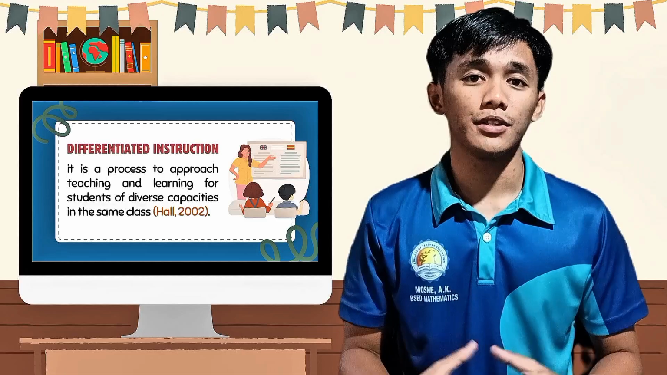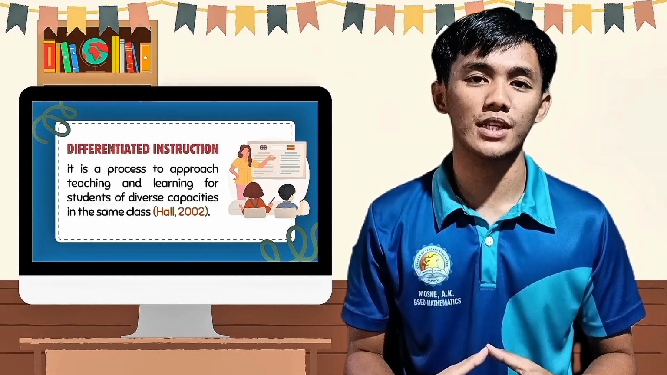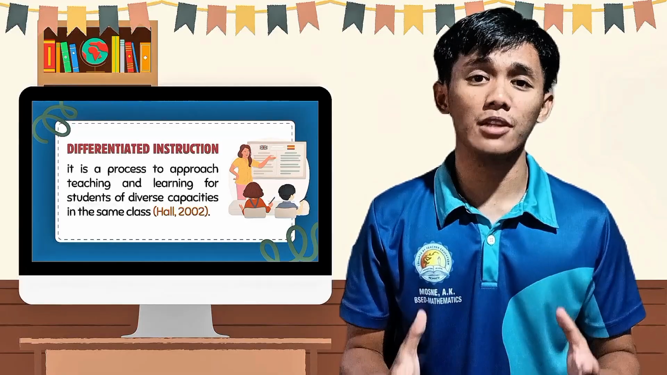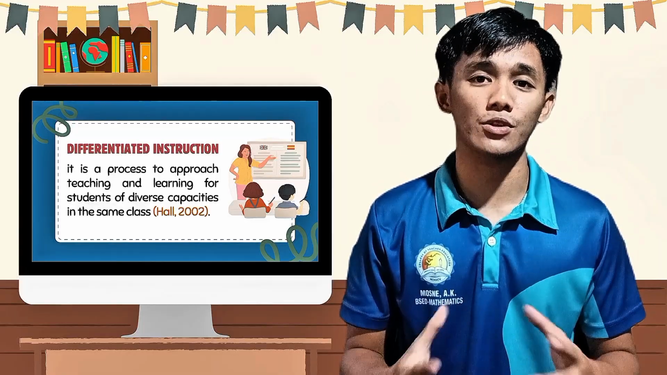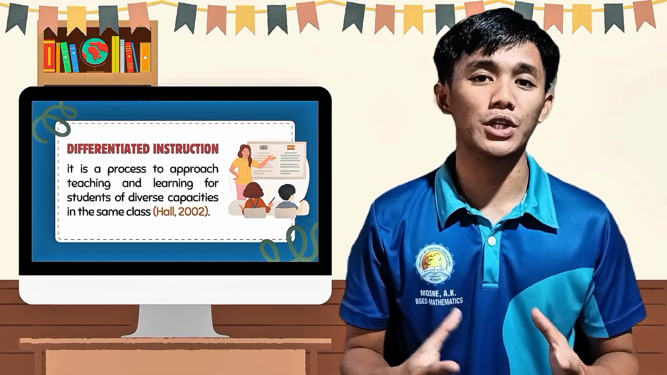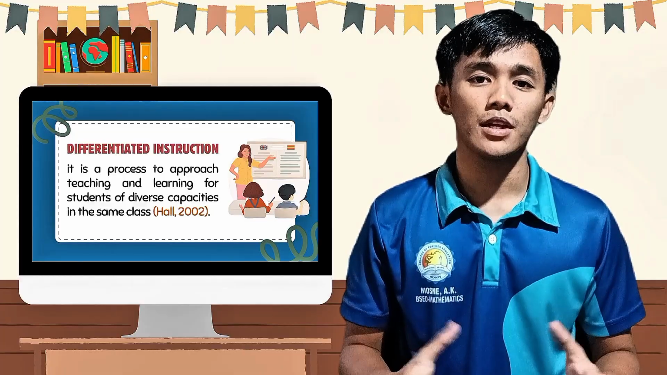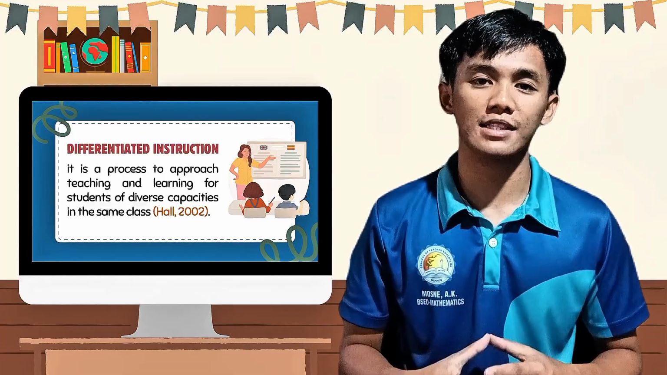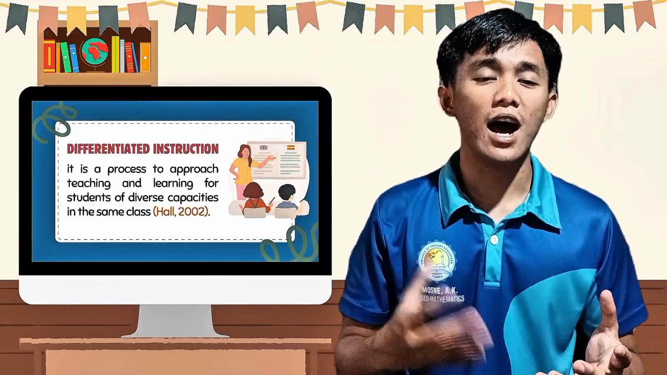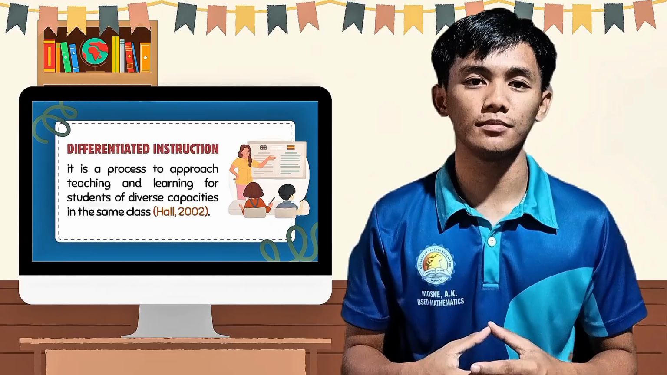According to Hall, differentiated instruction is a teaching approach designed to support students with diverse capacities in the same class. Its main goal is to maximize every student's growth by addressing individual differences while still working toward common learning goals. So instead of treating all students the same, differentiated instruction asks these questions: What do my students need? And how can I adjust my teaching so everyone learns effectively?